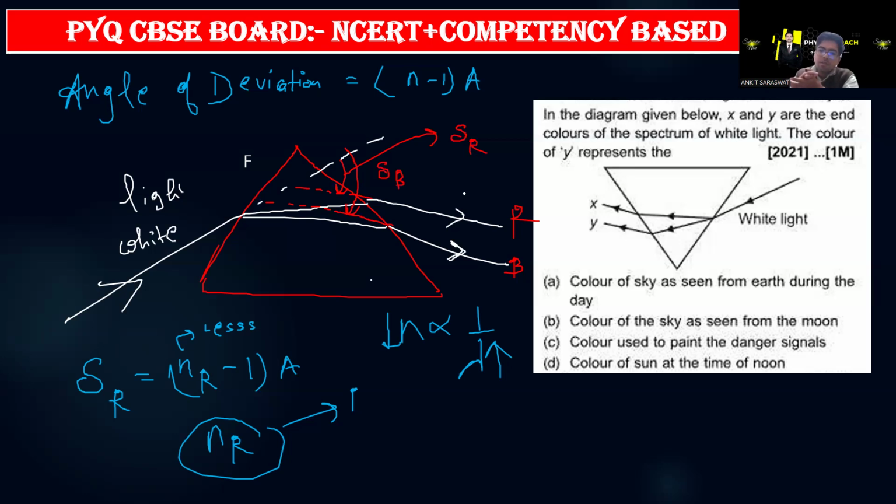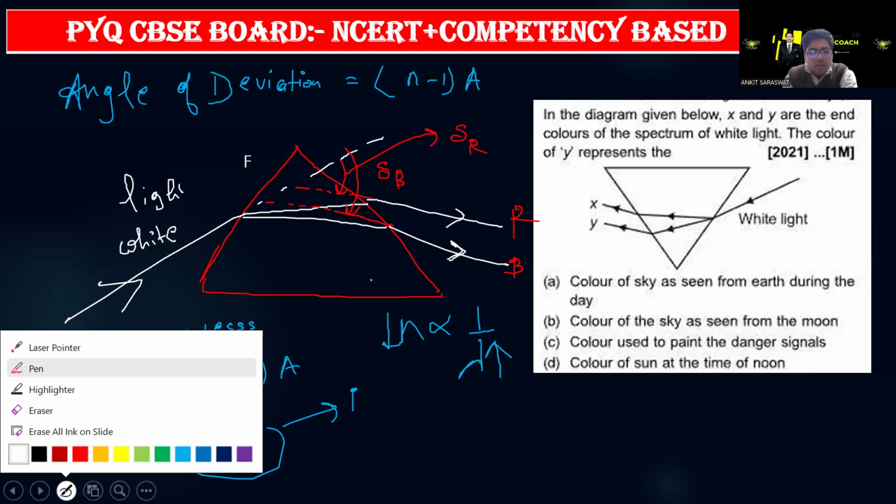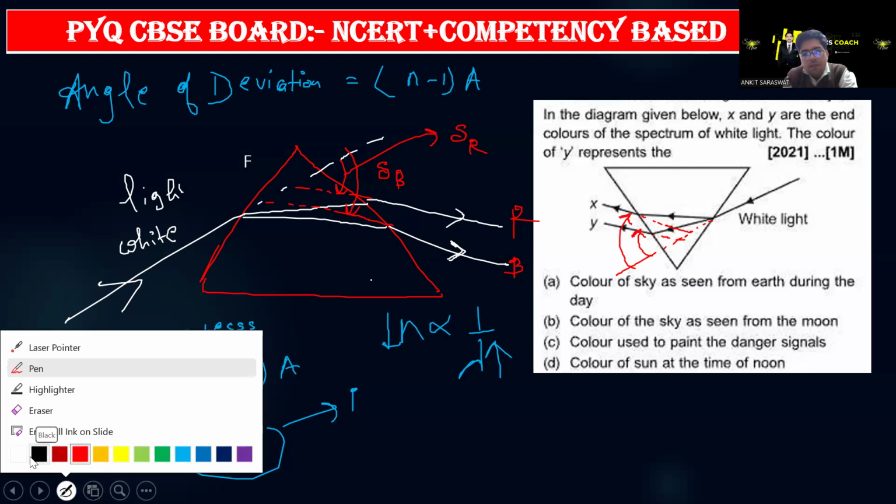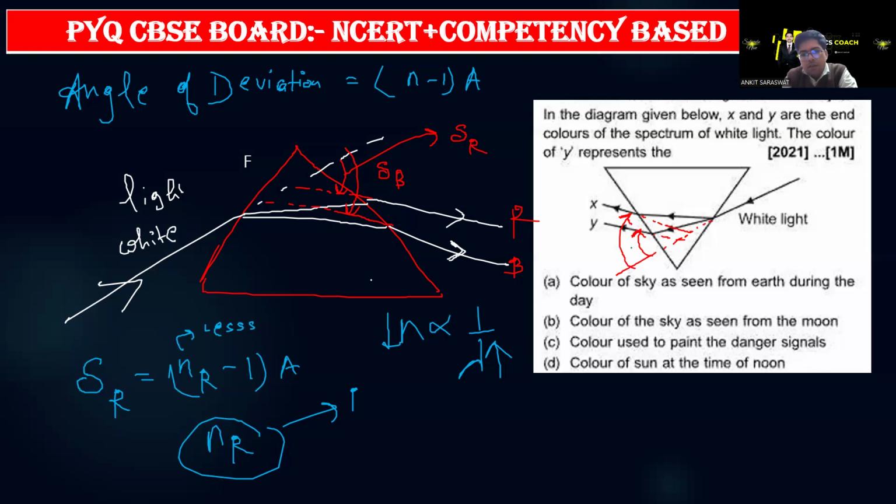Tell me, obviously, which light is having less deviation, you can check. This is our original path. This is the deviation for this, and for this you can check, this is the deviation. So in which case is the angle of deviation more? In case of x or in case of y? In case of x, deviation is more. It means x is blue and y is red.